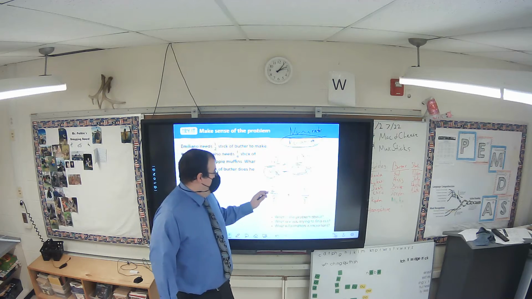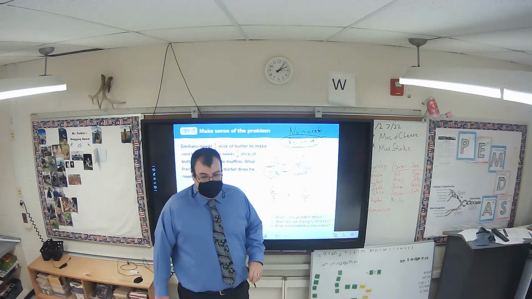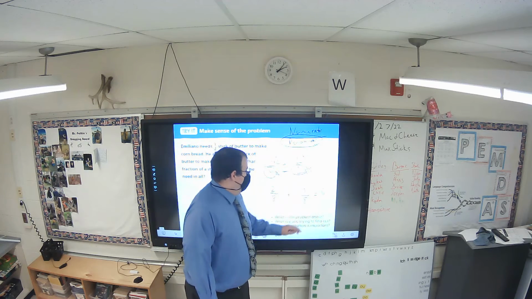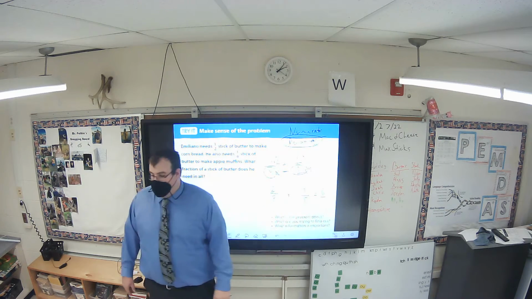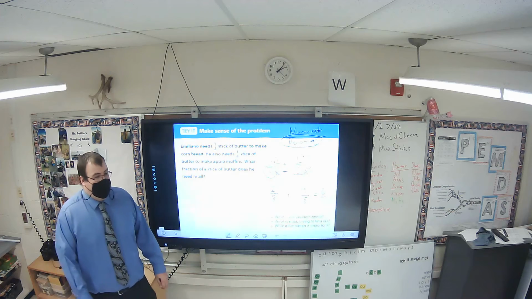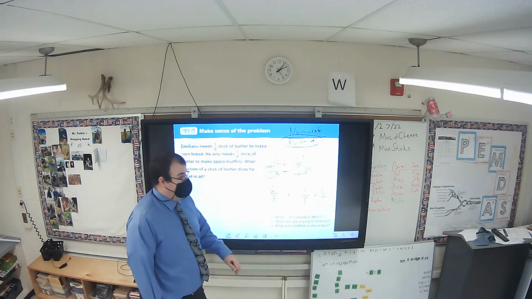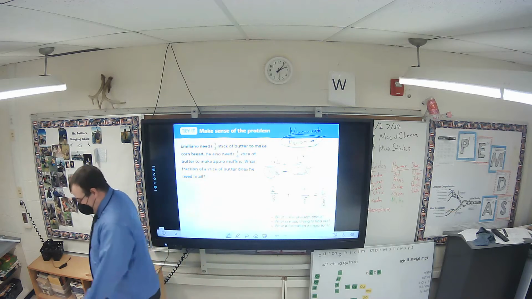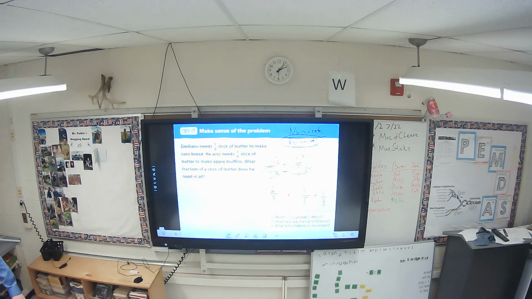I add 2 plus 4 is what? 6. Do I add the denominators? No, you leave the denominators alone. You just add numerators. What's my answer? 6 eighths.